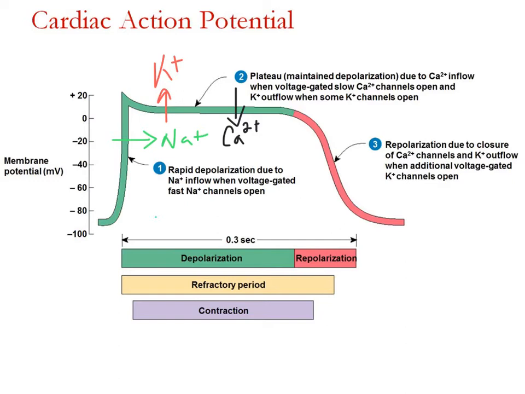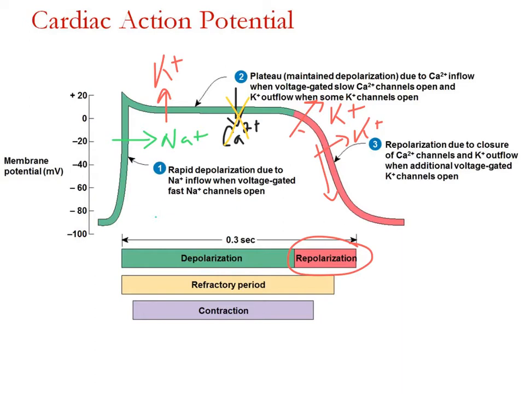Okay, so at a certain point in time, the calcium channels will shut off, and then more potassium channels open, so more potassium is leaving. So as positive charges leave, that makes the cell more negative, and we cruise down, and we are repolarizing. Okay? So now that's how a cardiac action potential looks. All right? So why is this happening?